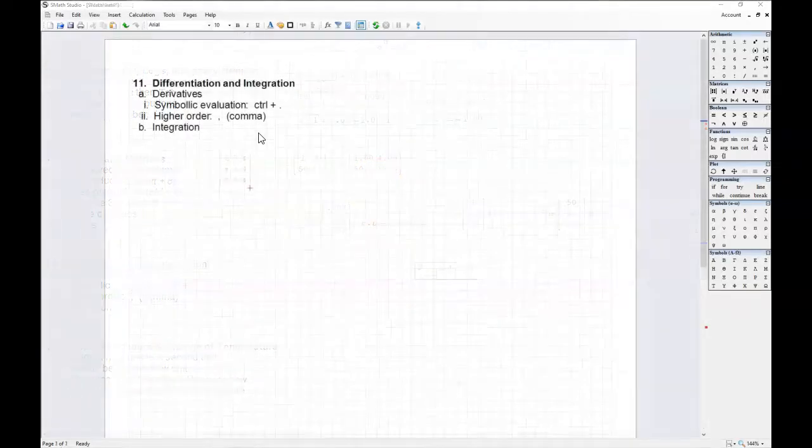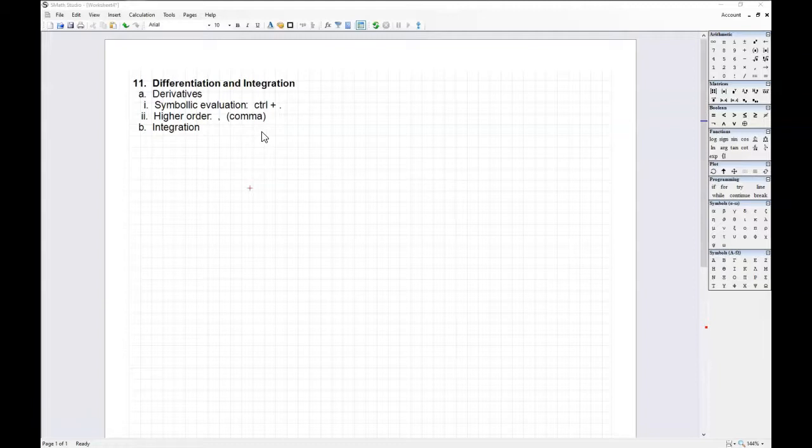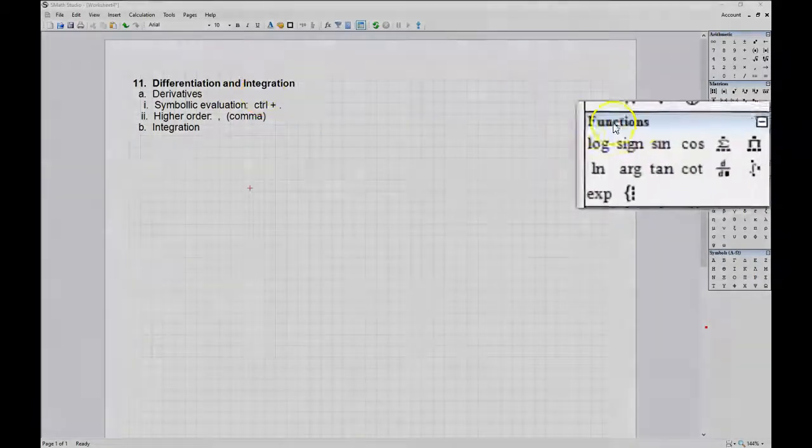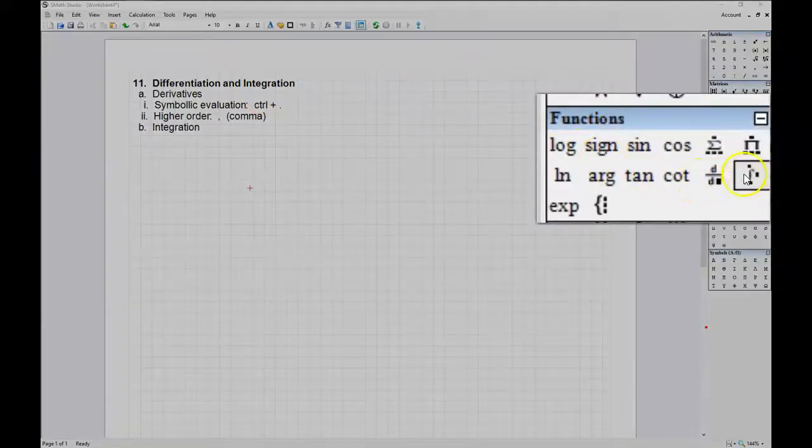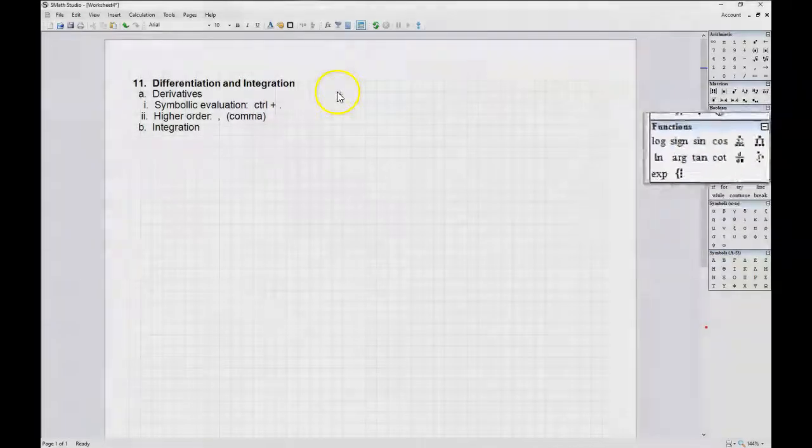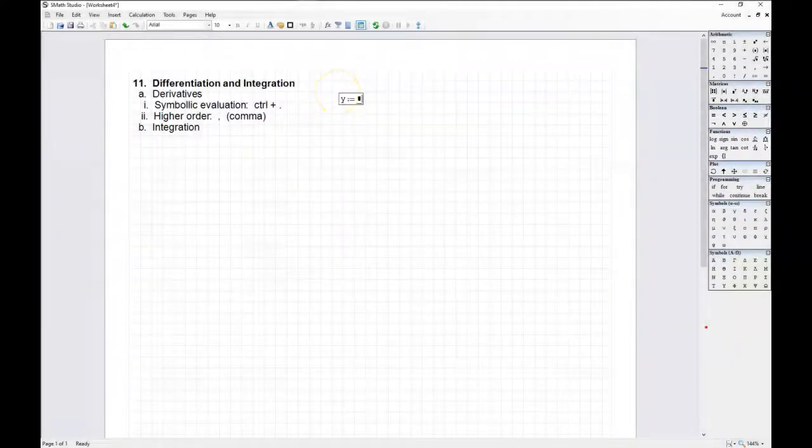For the next topic, I want to start a new page so we didn't have x pre-assigned, and that is our differentiation and integration. We have our shortcuts for derivatives and integrals in our functions toolbox. But before we do that, let's assign y to be equal to 10x squared, so 10x raised to the second power. Now we don't know x. If I type x equals, it's actually asking me to assign a value to x, but I don't have a value for it. Not yet anyway, so we can just leave it as it is.